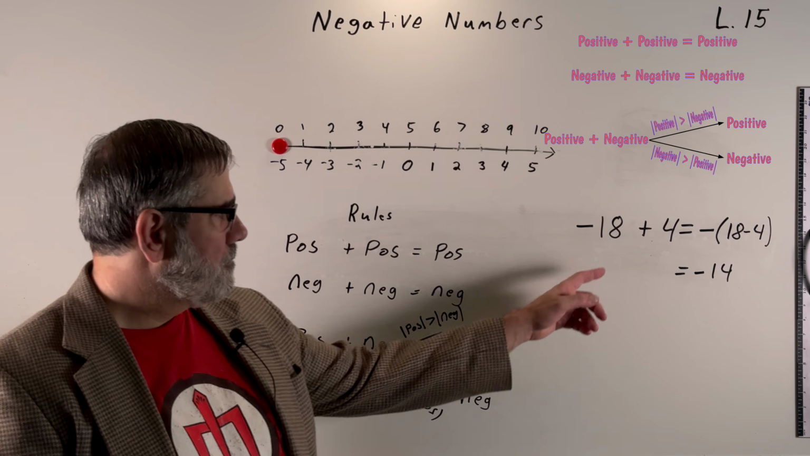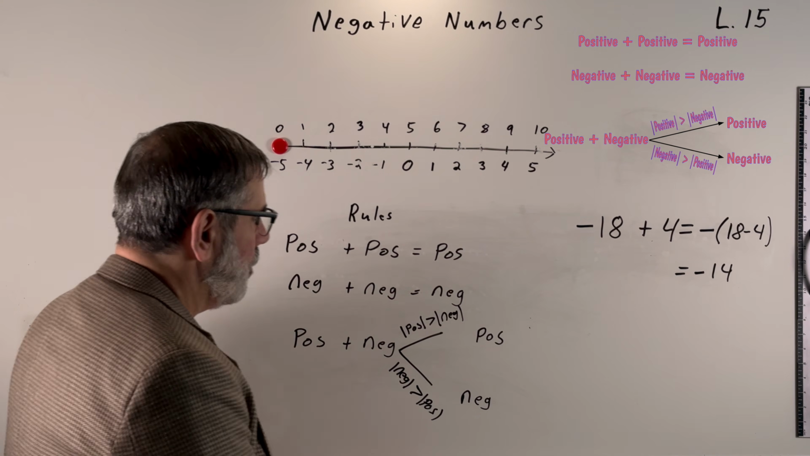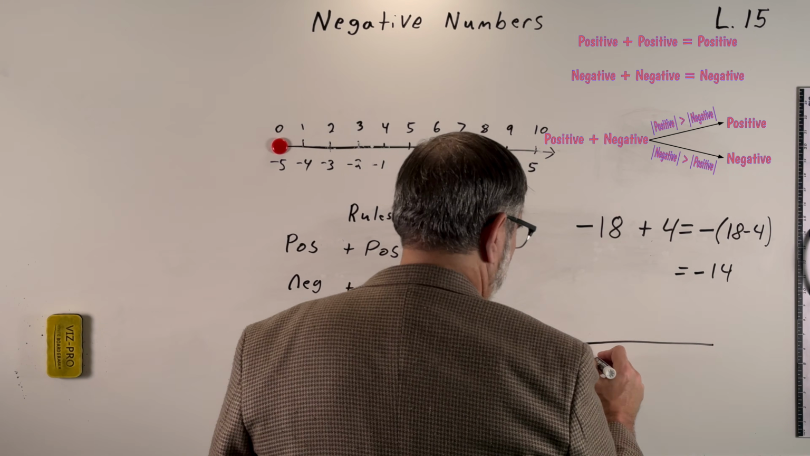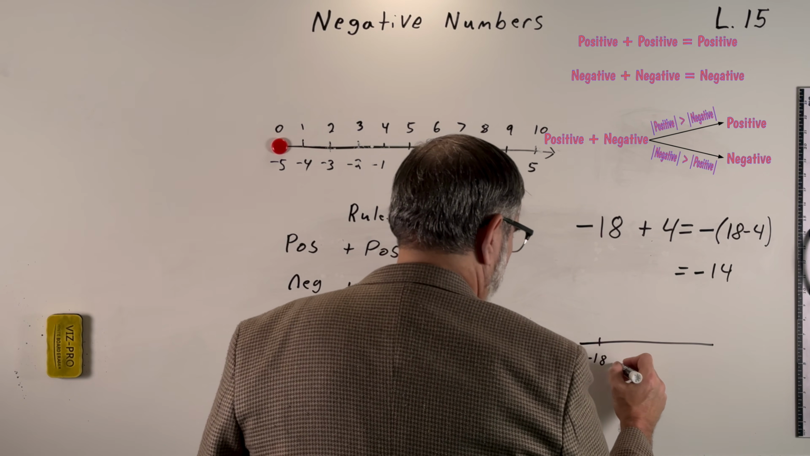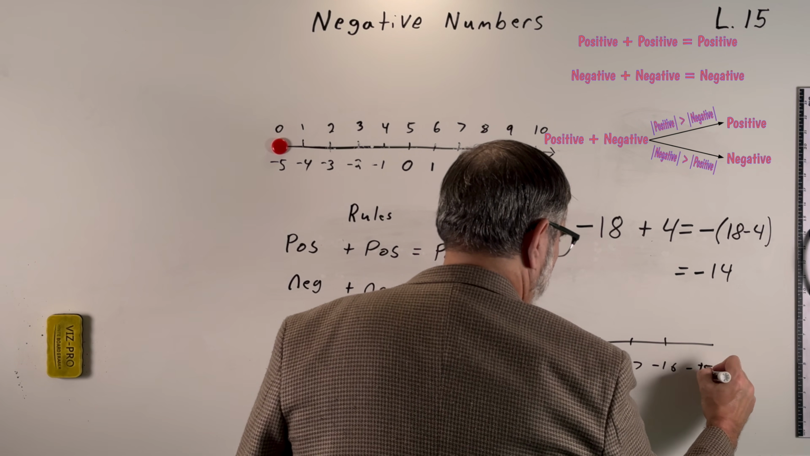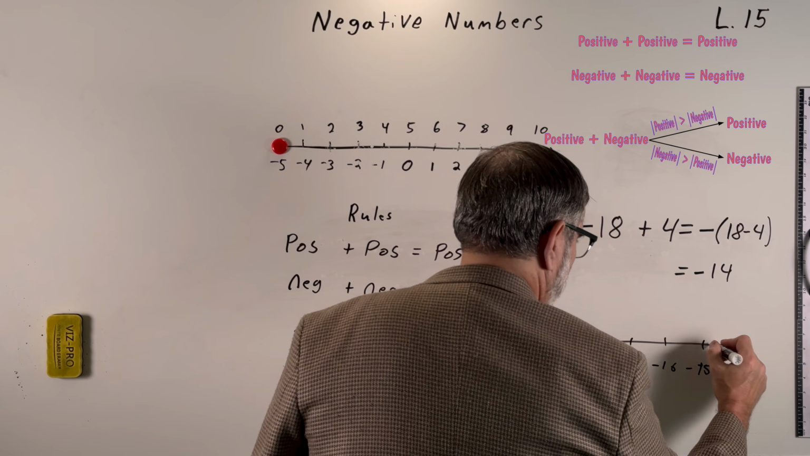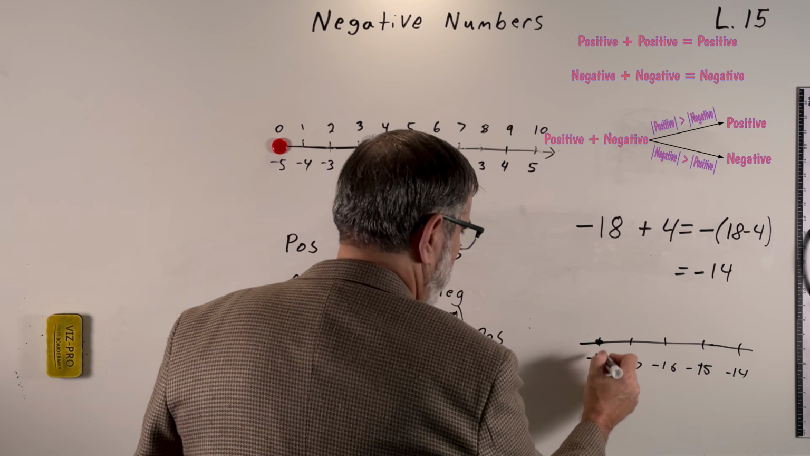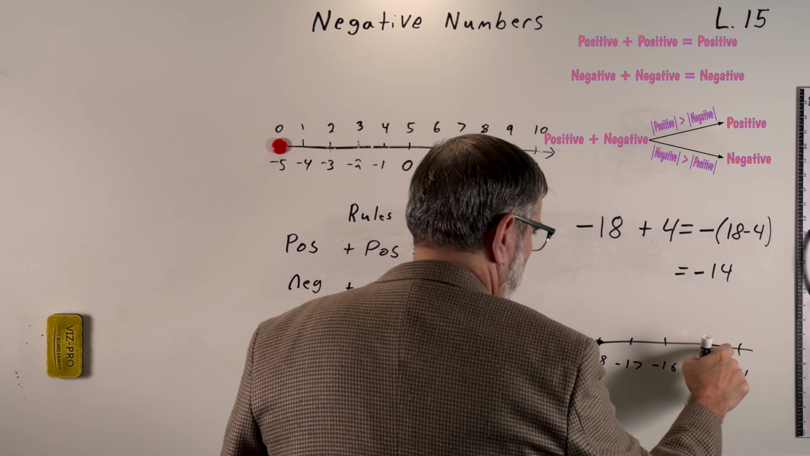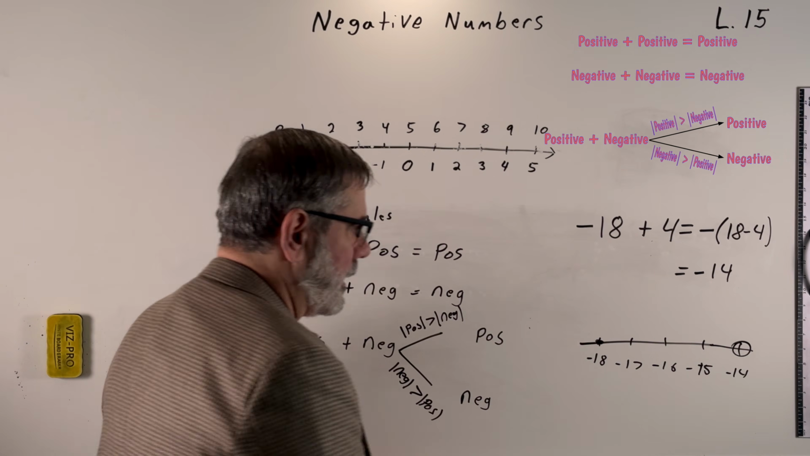Well, because if we were to go, we would start at negative 18, right? So let's just draw a number line. Here's minus 18, minus 17, minus 16, minus 15, minus 14. We start at negative 18, and we move 4 units to the right. 1, 2, 3, 4. And here I land at negative 14.